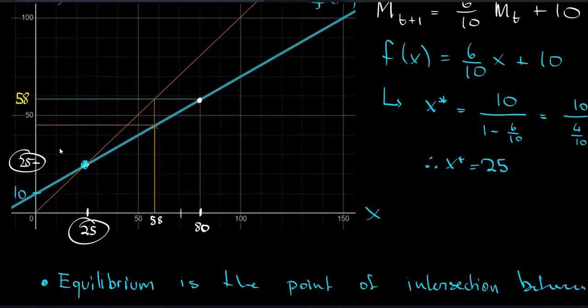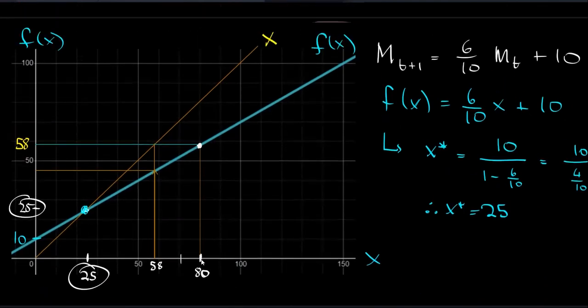Okay, that is why we do it, right? So we start at M1. The 80 over here was M naught. We go all the way to the updating function, and we see that M1 is 58. Then we're going to put 58 on the x-axis over here. This is M1, it's 58.